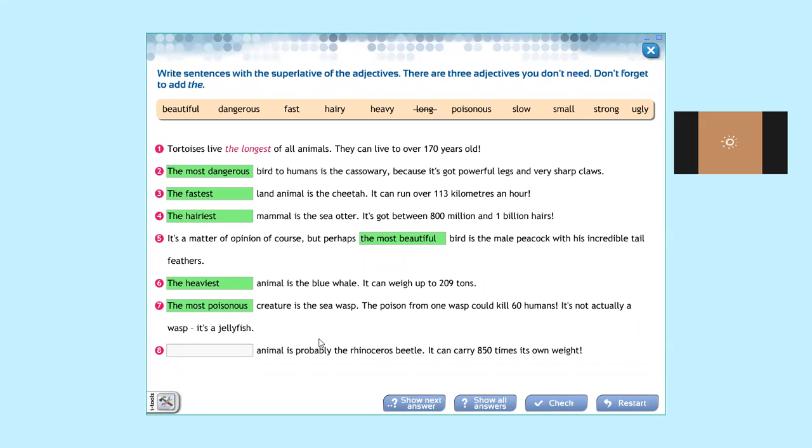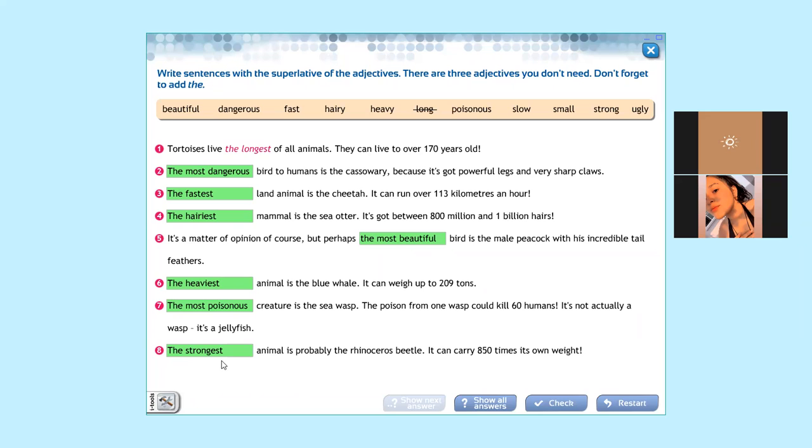Okay, Macías Valesca, continue with the number 7. The most poisonous creature is the sea wasp. The poison from one wasp could kill 60 humans. It's not actually a wasp, it's a jellyfish. Continue with the number 6. Number 8, please.